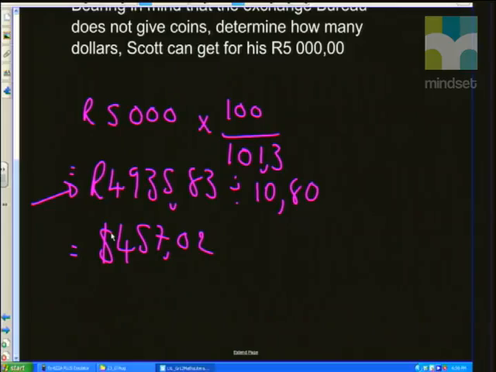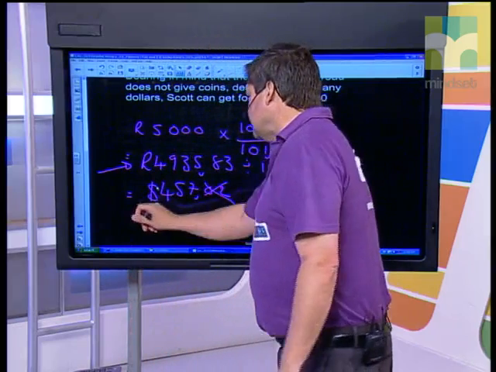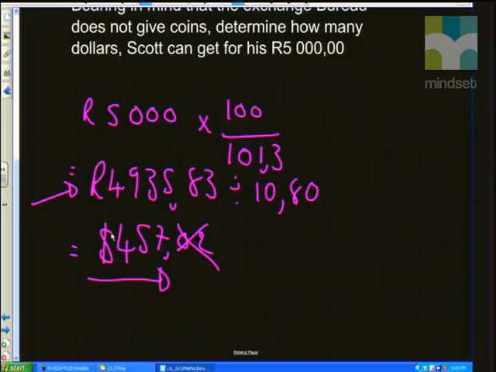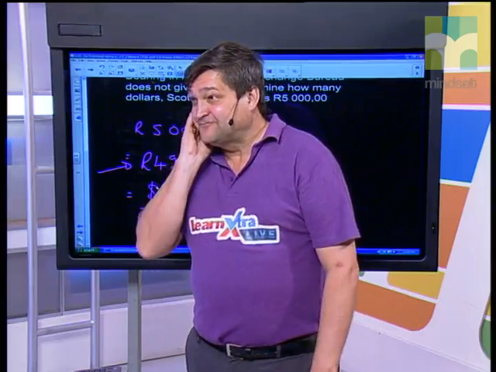457.02. But remember, the exchange bureau doesn't give coins. They only give notes. So they're only going to give me $457 for my 5,000 Rand. How depressing is that, hey? Thievery. Stealing 2 cents. Bad news.